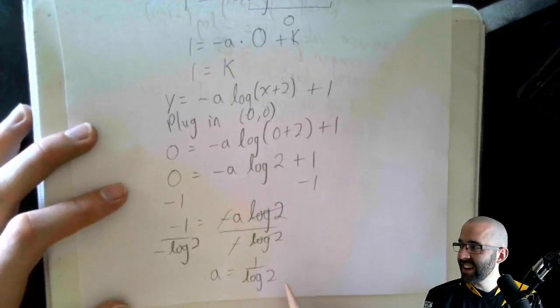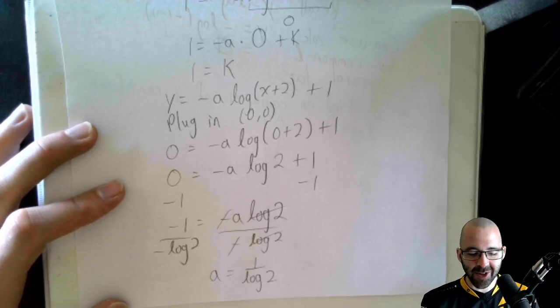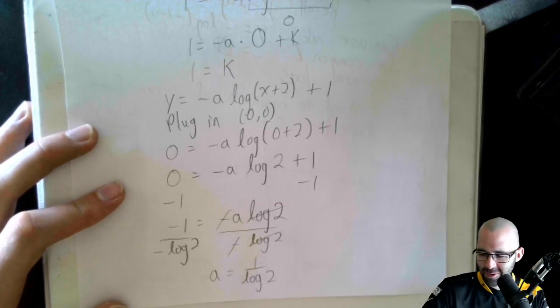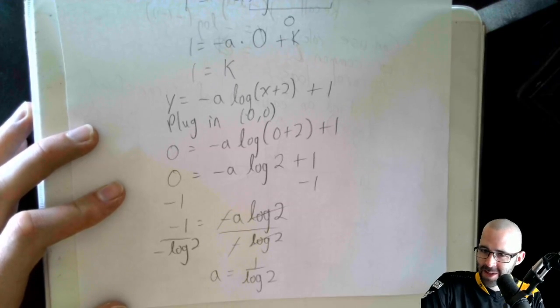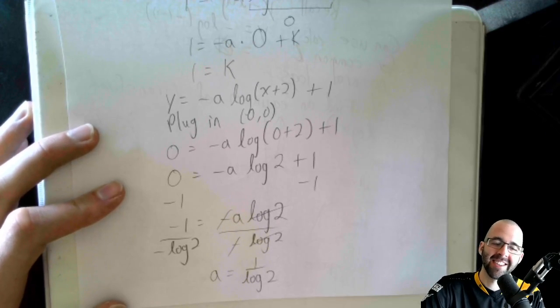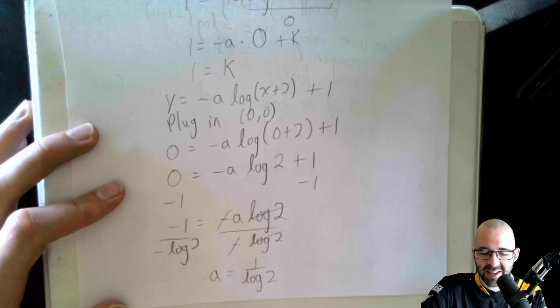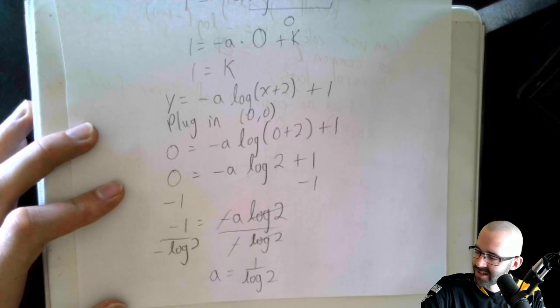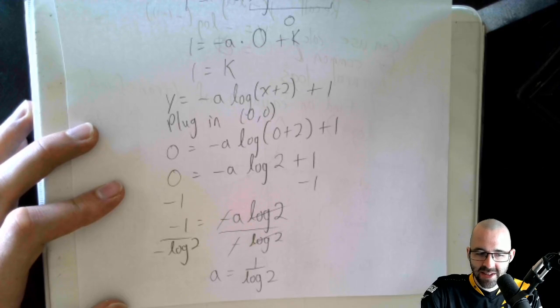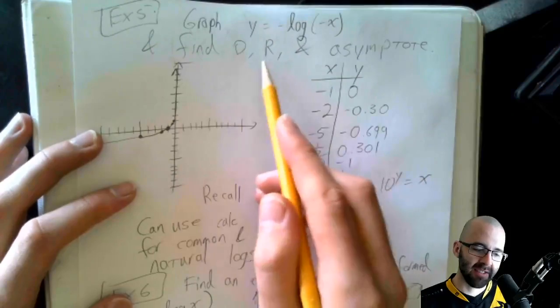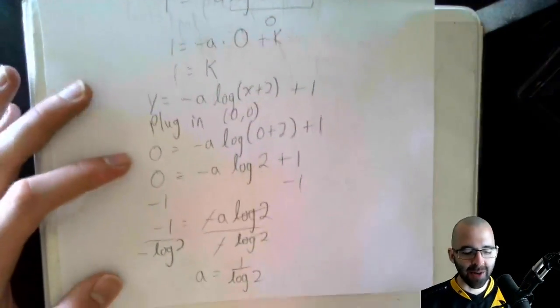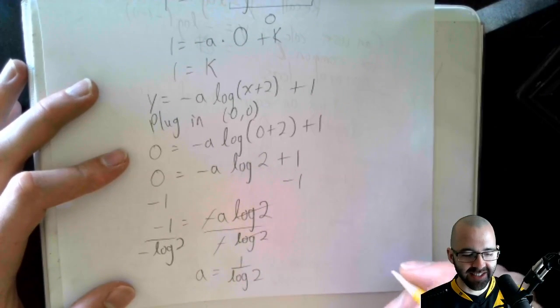So guess and check would not be very useful here. I don't know if anyone would have guessed, oh, this is a vertical stretch by 1 divided by the common log of 2. So that's one advantage to doing it this way. So we're basically done. For example 5, I didn't say the domain, range, and asymptote. It took a whole page, but I wrote very big, in big friendly letters.